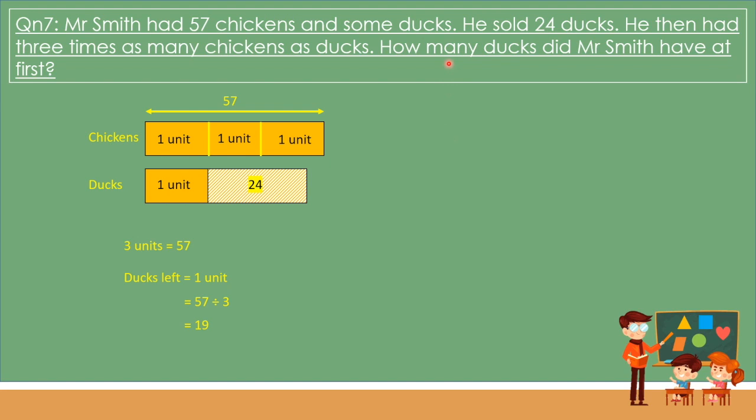But originally, how many ducks did Mr. Smith have at first? He had 19 ducks plus 24 that he sold away. So the number of ducks that Mr. Smith had at first equals 19 plus 24. And that gives you 43. And that's how you solve this question. I hope you tried this question on your own and you got it correct as well. And that sums up question 7.